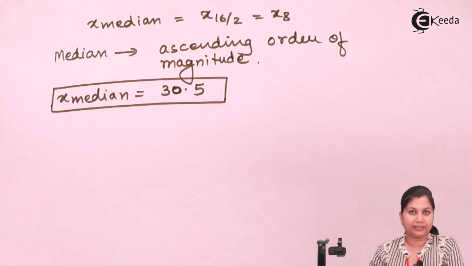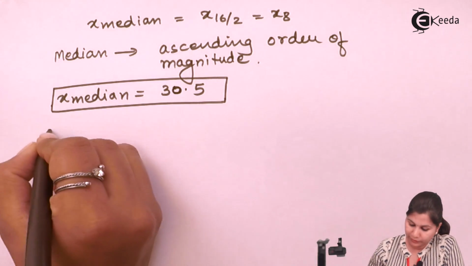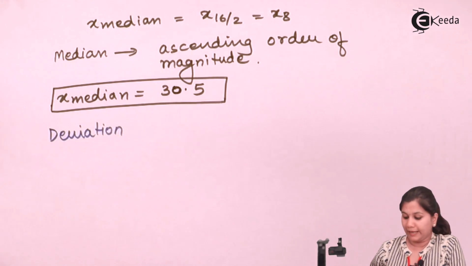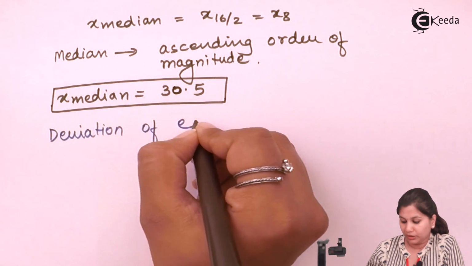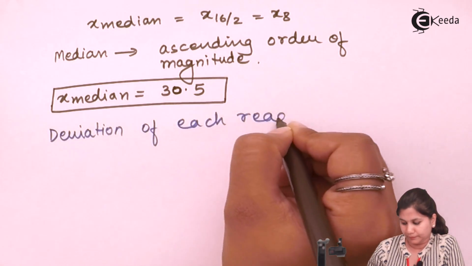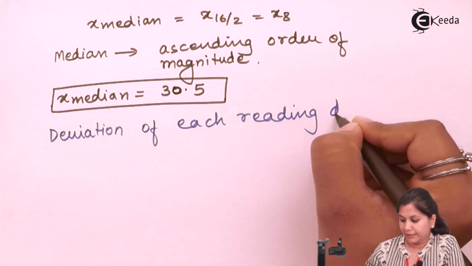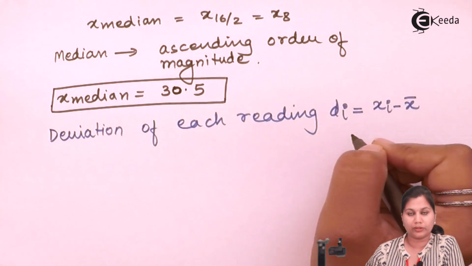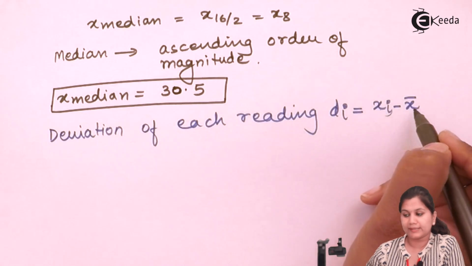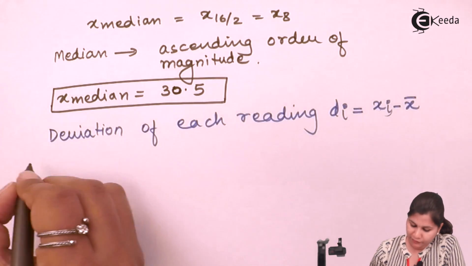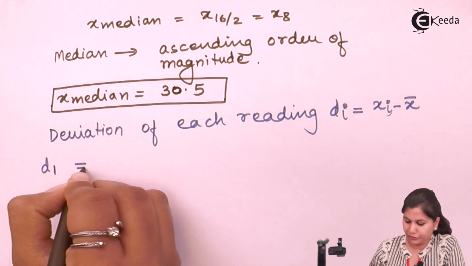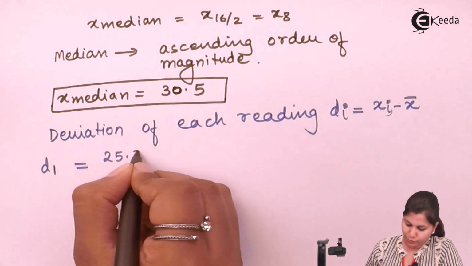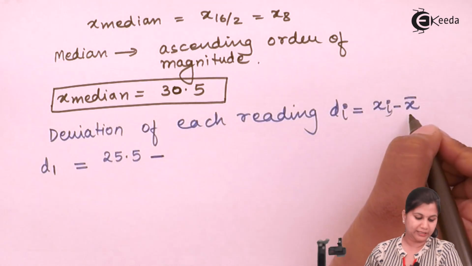Now to calculate the standard deviation and variance, we have to first calculate the deviations. We will calculate the deviation of each reading. That is given by di equals xi minus x mean, the value of the ith reading minus the arithmetic mean. Suppose that we want to calculate the deviation for the first reading. First reading is 25.5. So 25.5 minus the arithmetic mean.